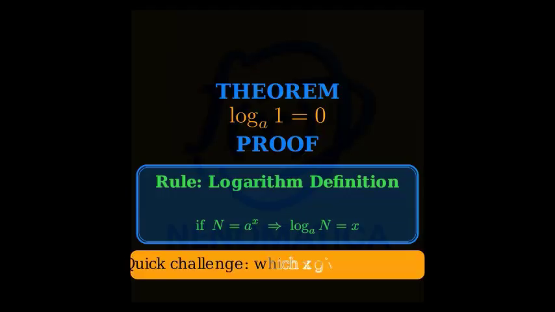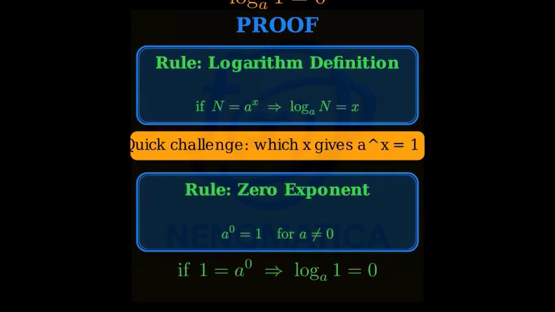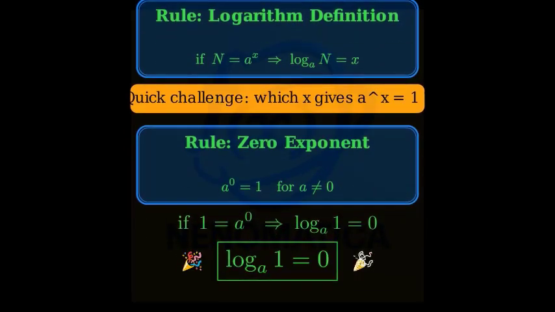Quick challenge: what value of x makes a to the x equal 1? Step 2. Apply the zero exponent property. Any non-zero a to the 0 equals 1. Substitute n equals 1 into the definition. Since 1 equals a to the 0, it follows that log base a of 1 equals 0. Therefore, we conclude log base a of 1 equals 0.